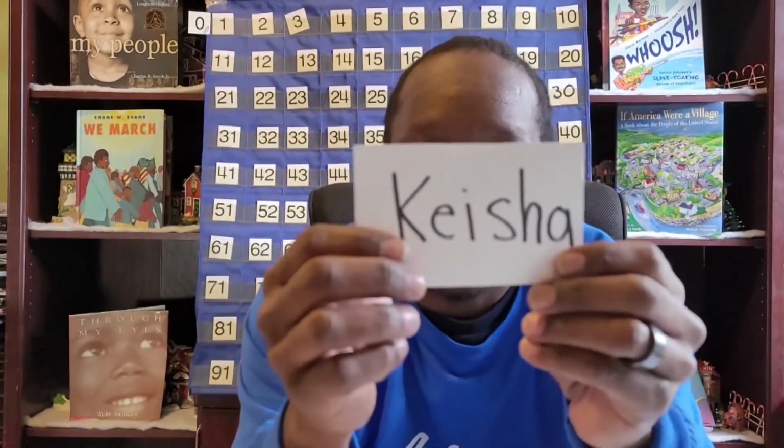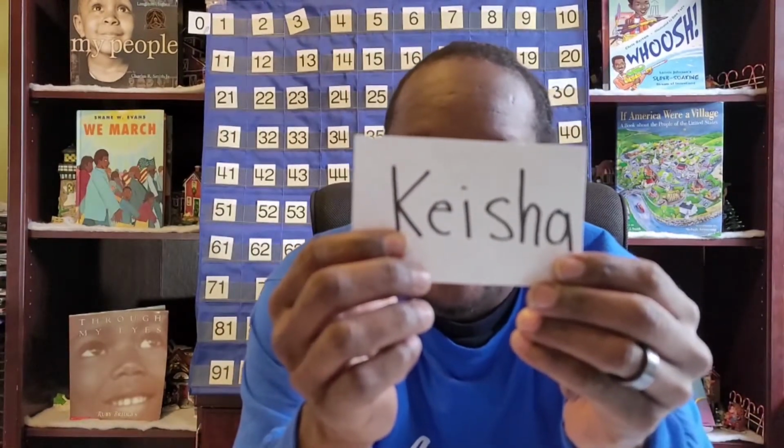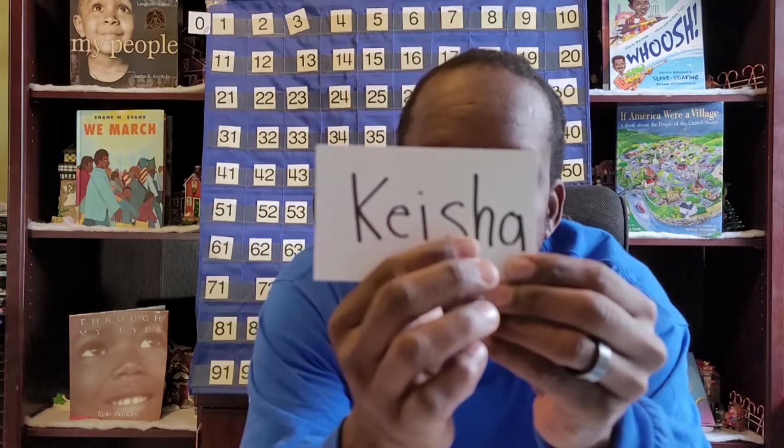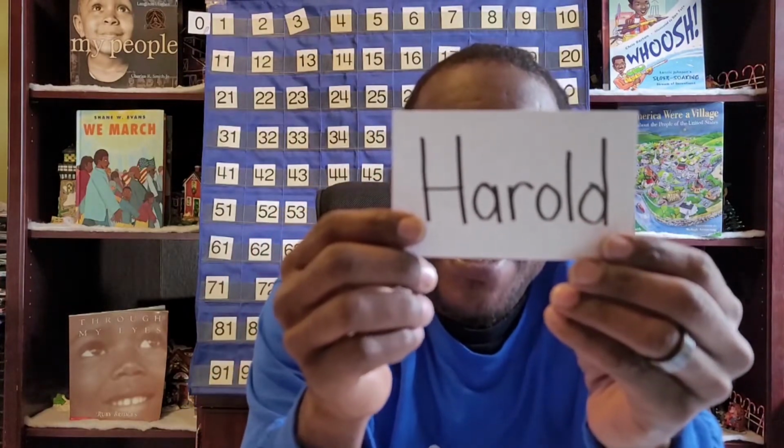Let's count the letters in my friends' names. Whose name is this? Keisha. Let's count Keisha's letters. 1, 2, 3, 4, 5, 6. She has 6 letters in her name. Whose name is this? Harold. Let's count his letters. 1, 2, 3, 4, 5, 6. He also has 6. 6 and 6 are the same, right?